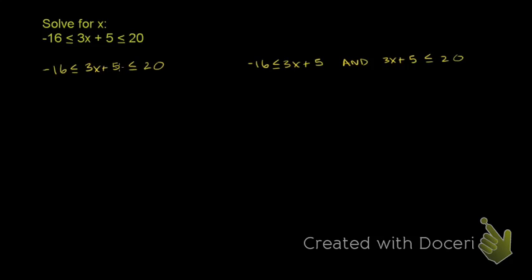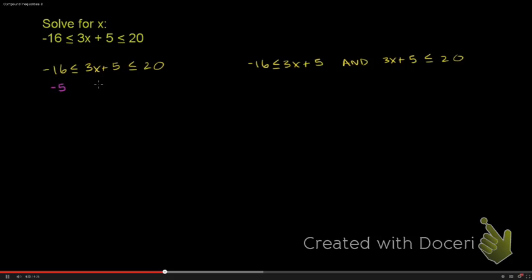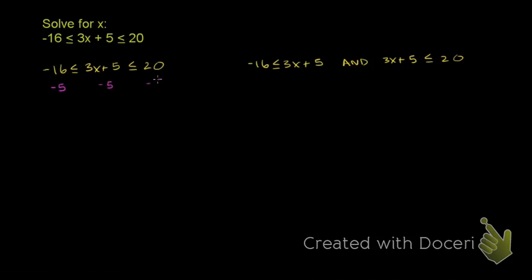Well, the best way to isolate this x right here is to first get rid of this positive 5 that's sitting in the middle. So let's subtract 5 from every part of this compound inequality. So we subtract 5 there, subtract 5 there, and subtract 5 over there. And so we get negative 16 minus 5 is negative 21, is less than or equal to 3x plus 5 minus 5 is 3x, which is less than or equal to 20 minus 5, which is 15.